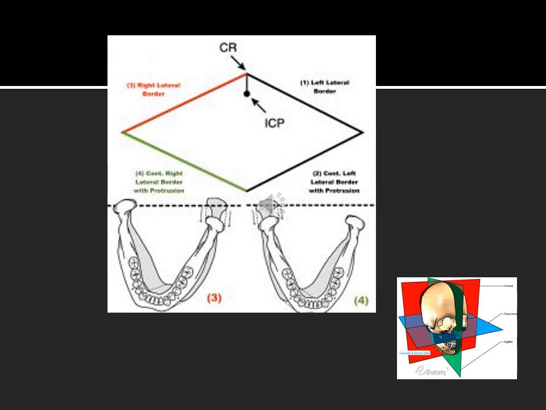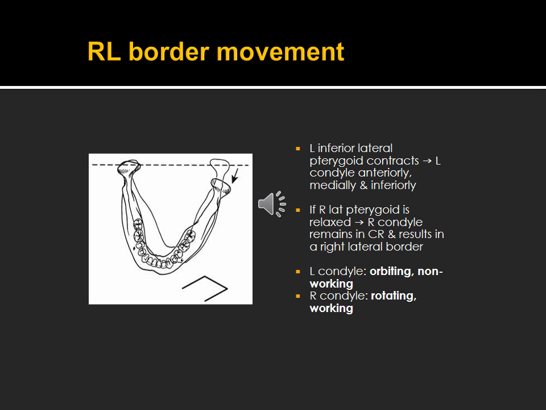As we said, we will learn each one in 2 dimensions, and then if you put them all together, it will give you the postal's envelope motion. In here, to make it more clear, we have learned the left lateral border, here the right lateral border, in which the left inferior lateral pterygoid will contract, then the left condyle will move anteriorly, medially, and inferiorly. However, on the right side, which is the working side in this case, because the movement is toward the right side, the pterygoid muscle will be relaxed, and the condyle on the right side will remain in the centric relation, and this will result in a right lateral border movement.